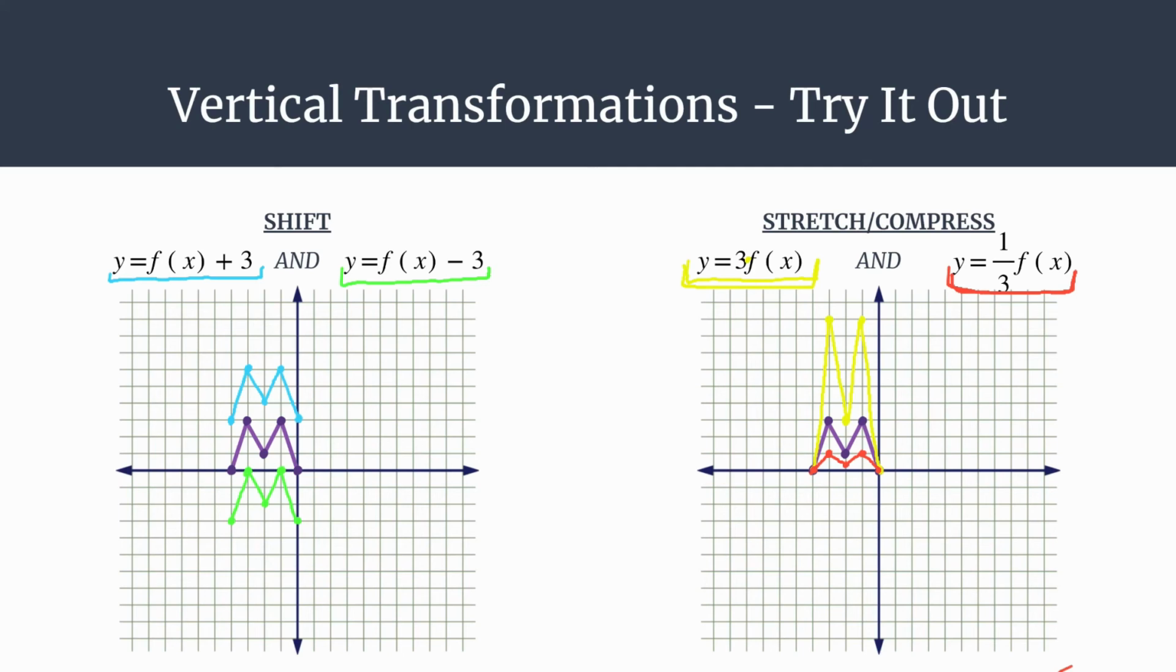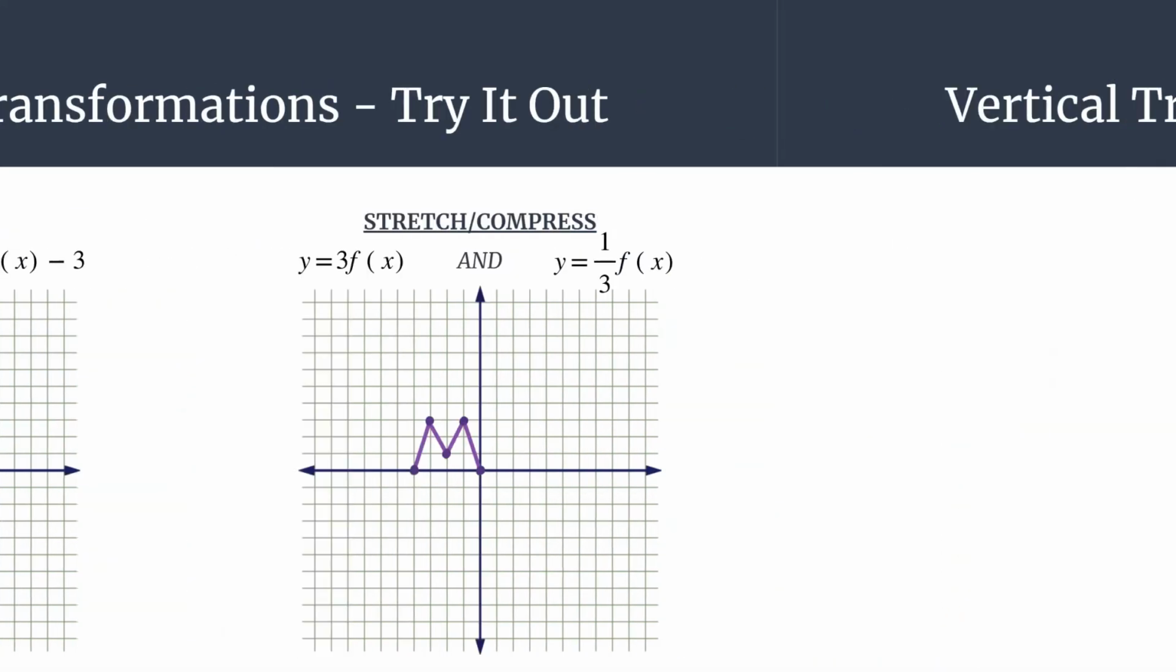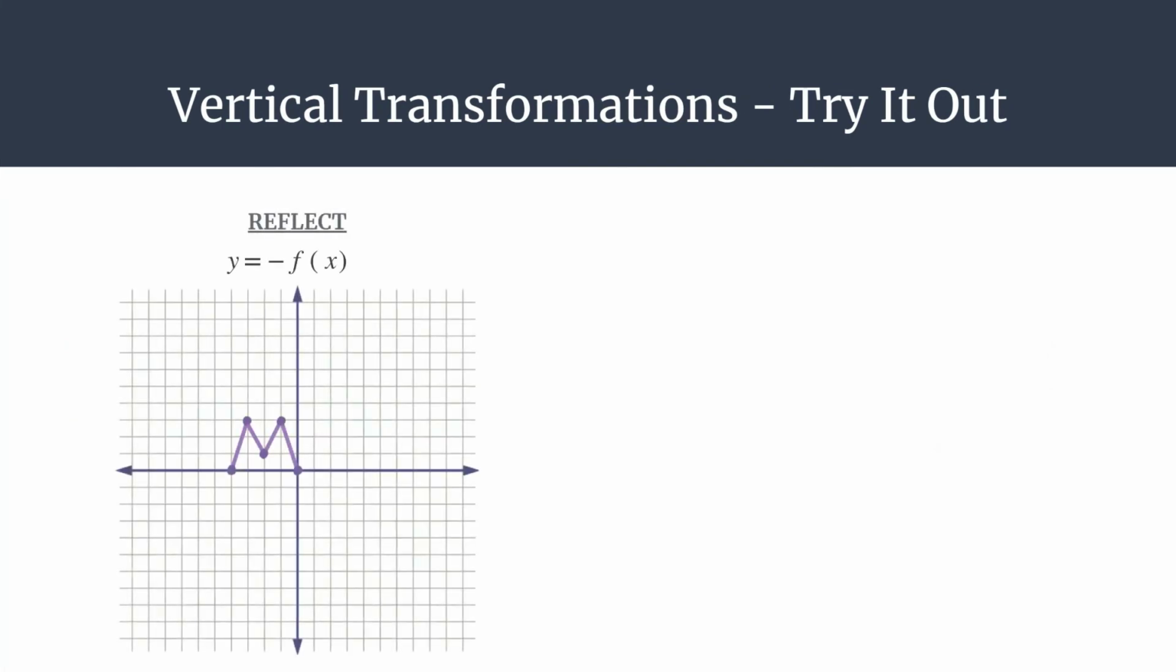All right, now that we've looked at shifts and stretch and compression for vertical transformation, let's finish up just a little bit here. First, we'll start by looking at a vertical reflection. So you can tell this is a vertical reflection because the negative is out front. It's not with the x. So it's going to affect the y coordinates. All of our y's will change sign or become negative of themselves.